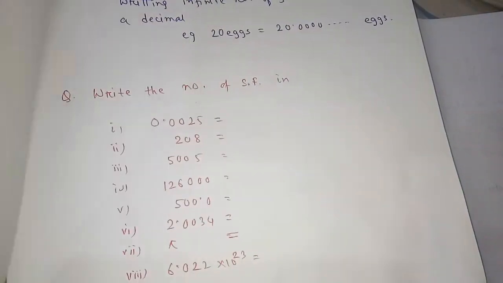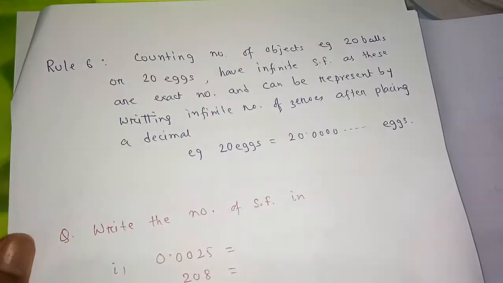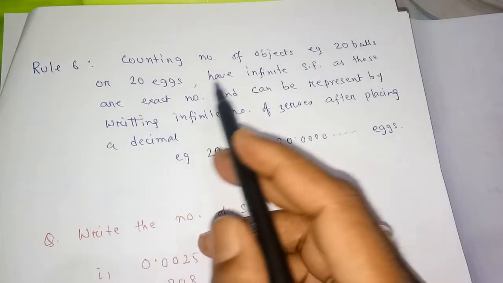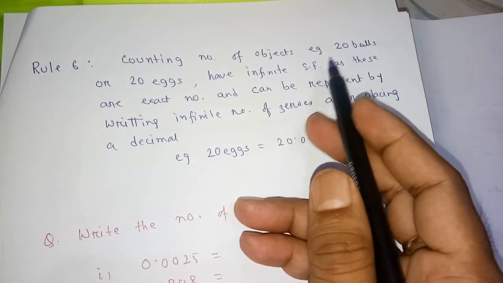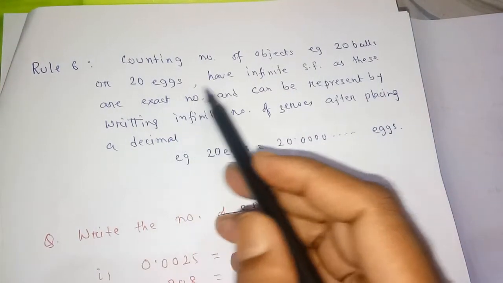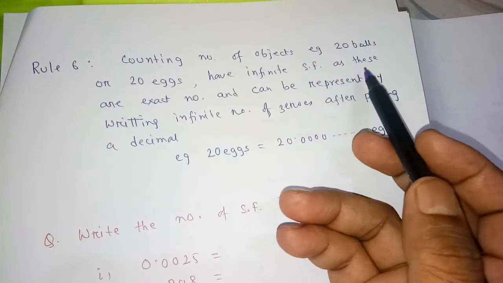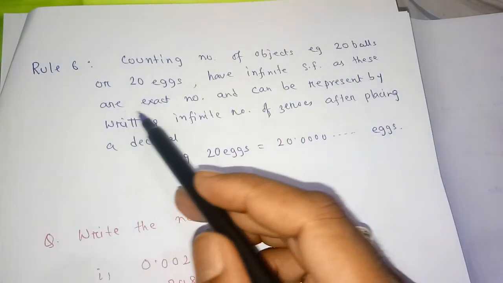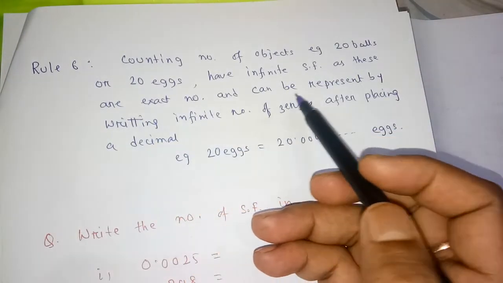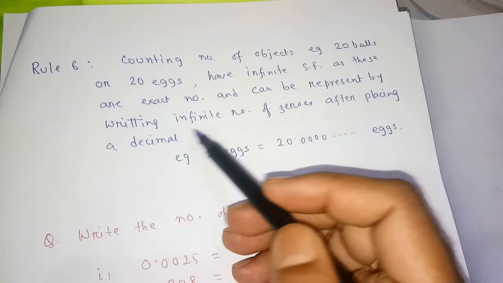In the next part we will read more rules about significant figures. The next one is counting the number of objects. For example, 20 balls or 20 eggs have infinite significant figures. These are exact numbers and can be represented by writing an infinite number of digits.